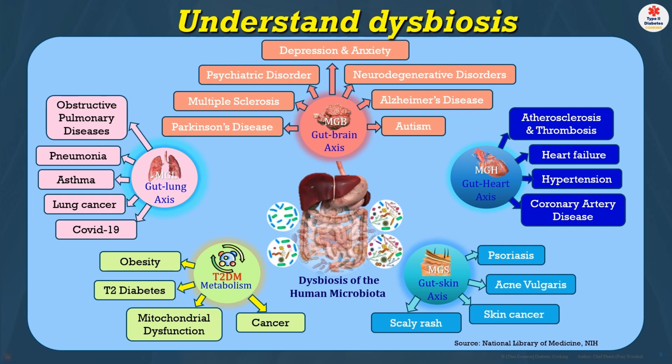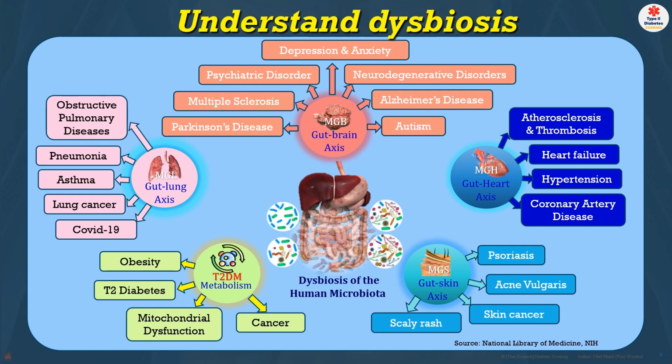So each one has its own function that can cause problems to your system. If you go to the skin, you get psoriasis, acne, skin cancer, scaly rash, those kinds of things. Because everything has to do with the bacteria that you eat. When you eat food, you get bacteria, good bacteria and bad bacteria. So all these things accumulate in your body. So it is important to understand the function of the food.